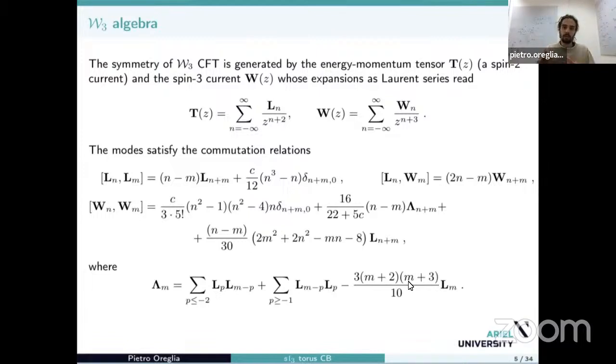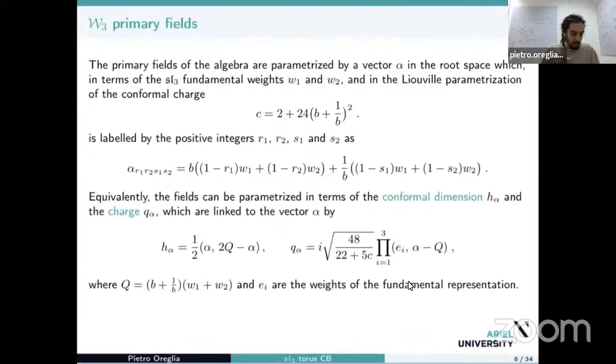So these are the commutation relations that define the algebra, but let us see how we can parameterize the primary fields and the field content in this theory. So first of all, let me say that we will often use this UV parameterization of the central charge. So we introduce this parameter b, and the vector alpha that allows us to parameterize the fields is a vector in the root space, which can be expressed in terms of the fundamental weights w1 and w2 of the sl3. And in general, it takes this form over here.